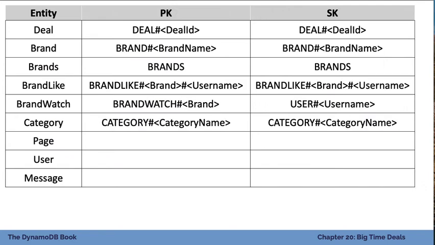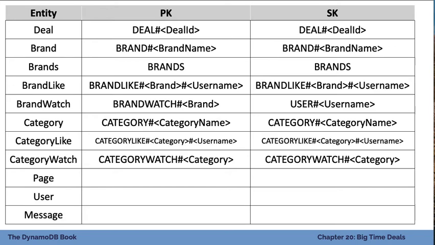We've got that category, which is going to be category hash category name for both PK and SK. Then we added these two new entities in here, category like, category watch. Same sorts of pattern we did with the brand like and brand watch.